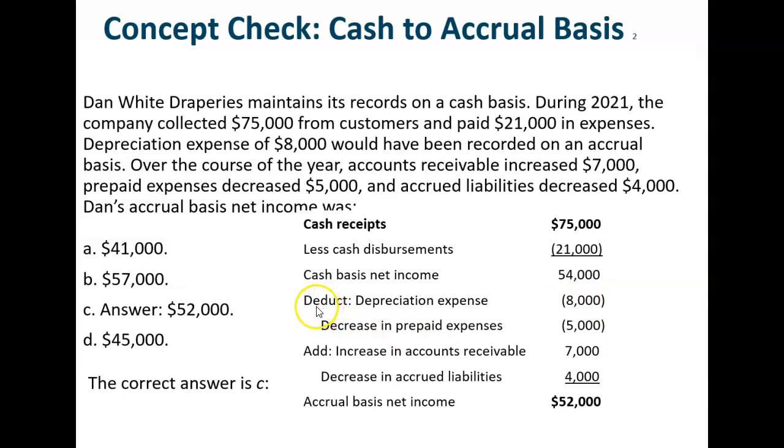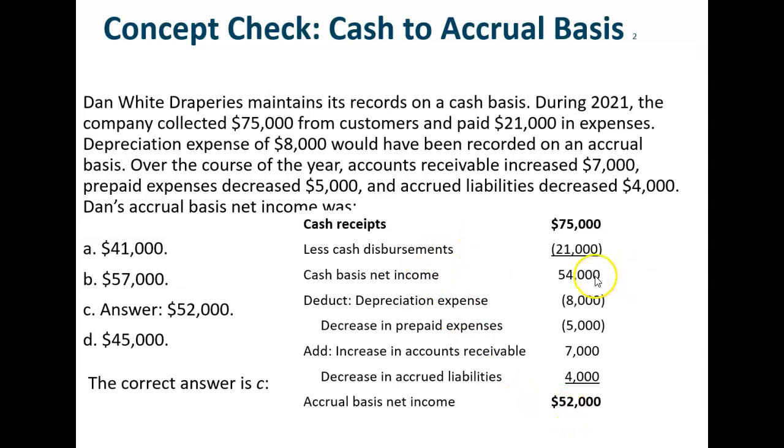Step 3, add some numbers. Add the increase in accounts receivable of $7,000 and add the decrease in accrued liabilities of $4,000. Then step 4, deduct the decrease in prepaid expenses of $5,000, and that will equal then the accrual basis net income of $52,000.